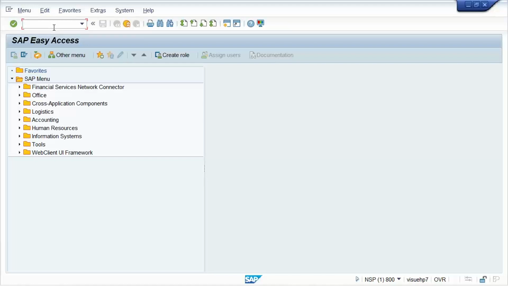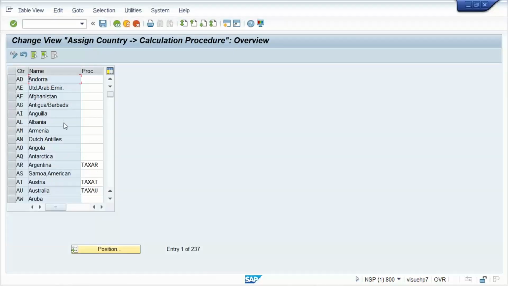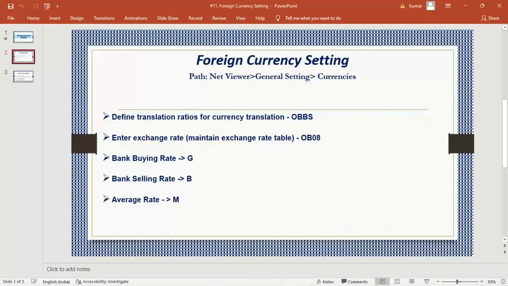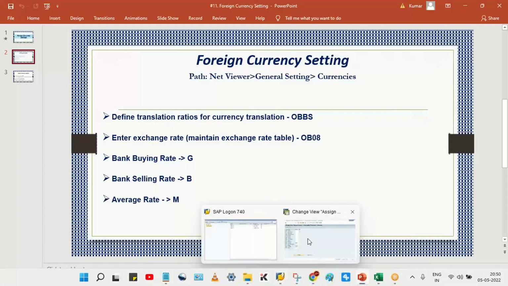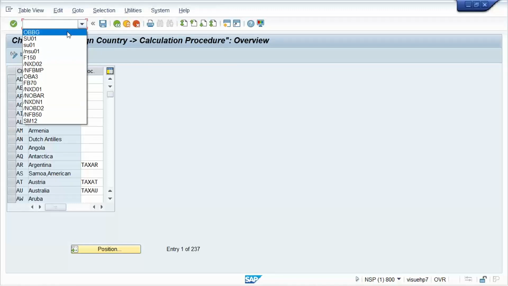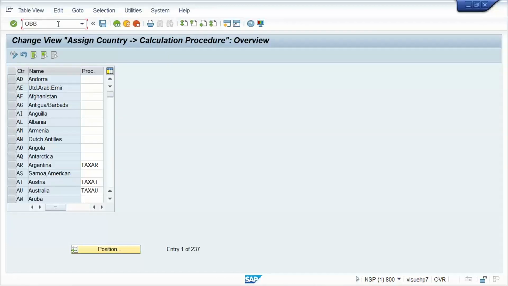So here, OBBG, sorry, not OBBG. What is the transaction code, guys? It is OBBS. OBBG is a different one, guys. That also will come into the picture later when I cover GST related settings and tax on sales and purchase. There we'll see that. Right now, OBBS.